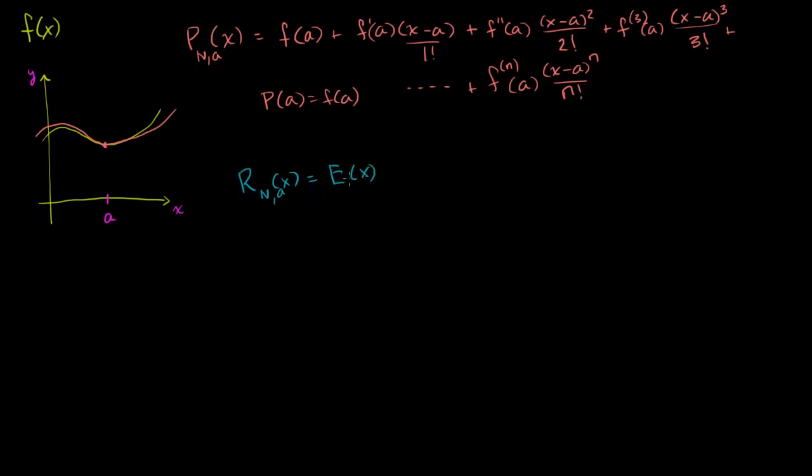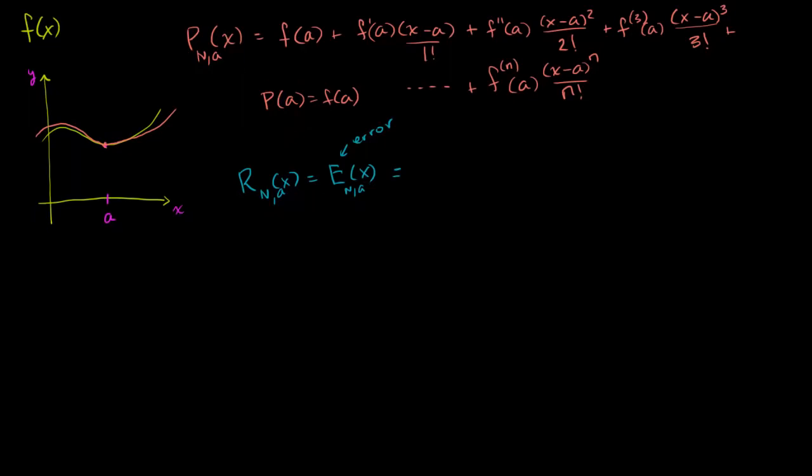The error function is sometimes avoided because it looks like expected value from probability, but you'll see this often. This is E for error, R for remainder, and sometimes they'll also have the subscripts over there like that. And what we'll do is we'll just define this function to be the difference between f of x and our approximation of f of x for any given x.